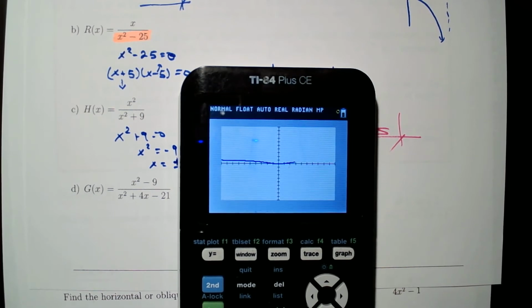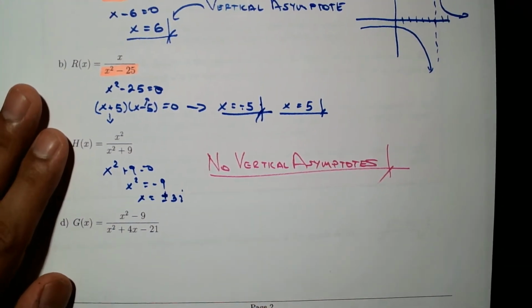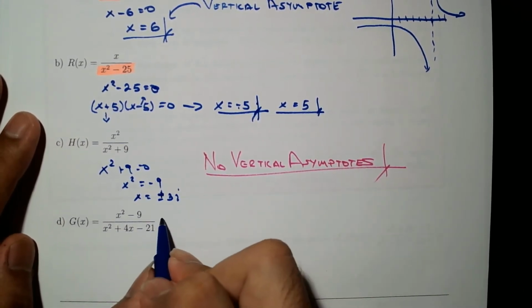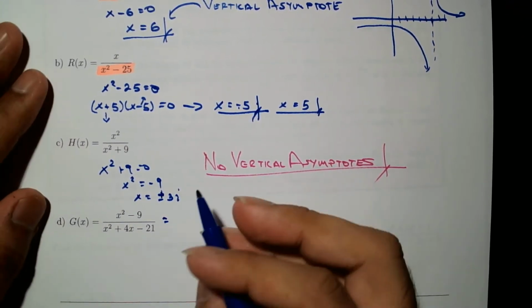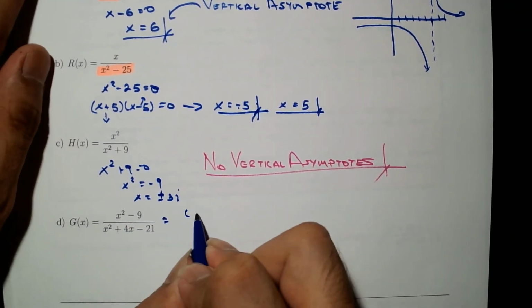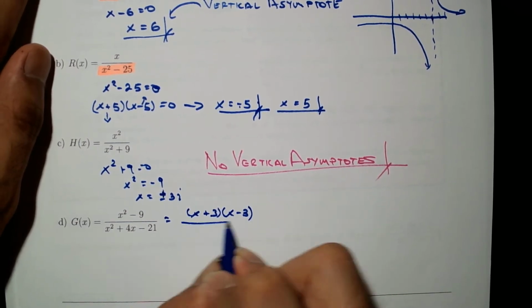So notice we're just going to have a continuous function. In fact, it doesn't have any vertical asymptotes. The domain, if you look at it, is all real numbers. Right, what's going to happen with letter D? Letter D is going to be an interesting one because, number one, let's rewrite the function by factoring. So x squared minus 9 factors as x plus 3 times x minus 3.